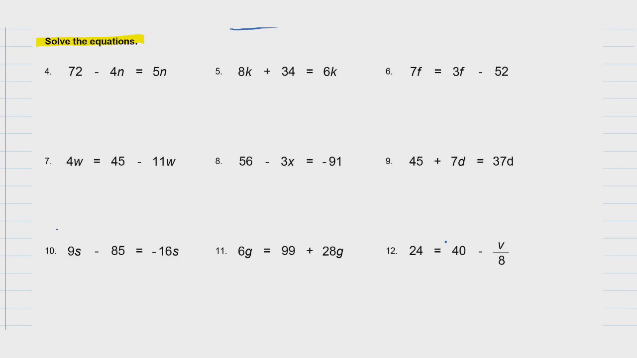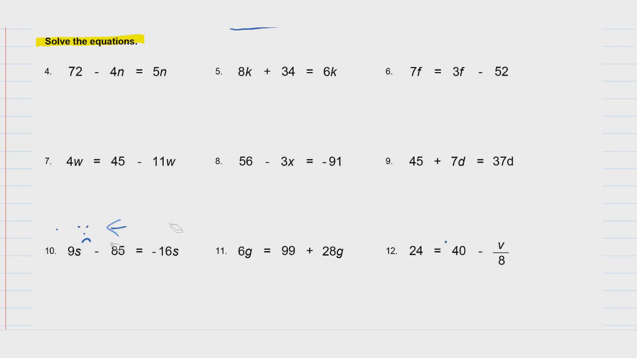Welcome back. We are doing 10, 11, and 12. Problem 10. You have 9s minus 85 on this side of the equal sign. So no one is happy because you have a variable next to numbers. Over here we have negative 16s, and again we have a variable and number on the same side of the equal sign, so no one is happy.